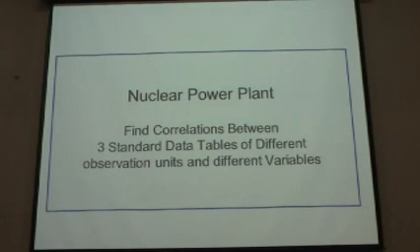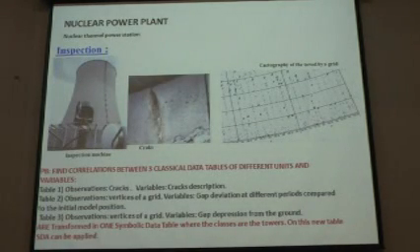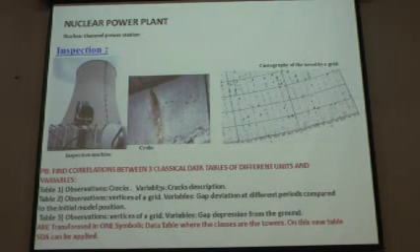This is a nuclear power plant example. The question, which I spoke about just before, was to find correlations between three tabular data tables of different observation units and different variables. An inspection machine can detect cracks and can build a grid. So you have table 1, where cracks are described by description: the lines, the thickness of the crack, the color of the cracks, and so on.